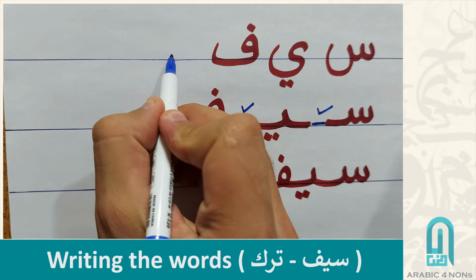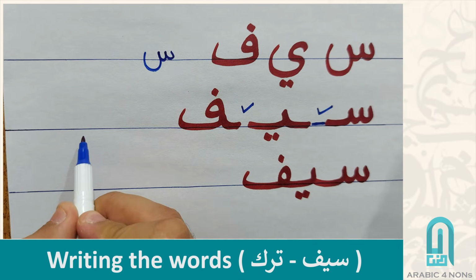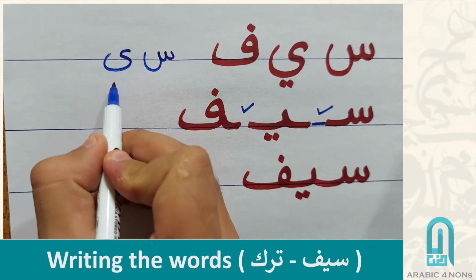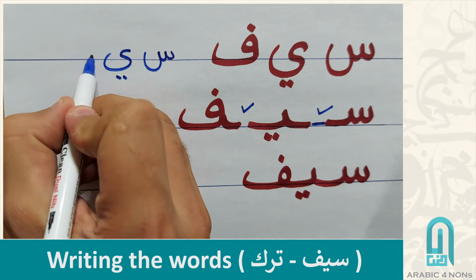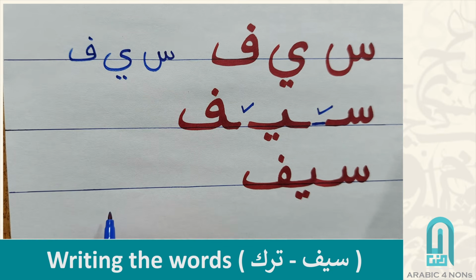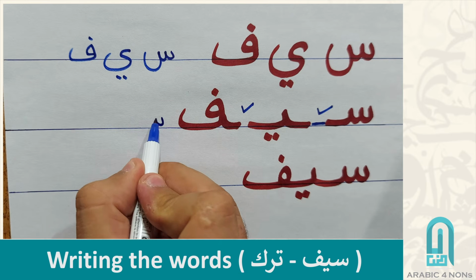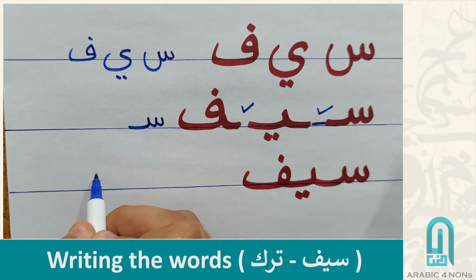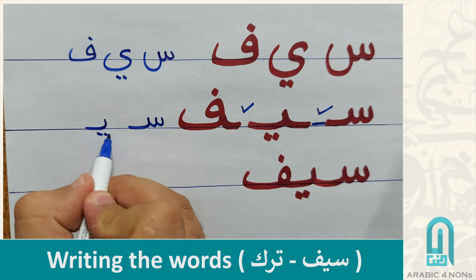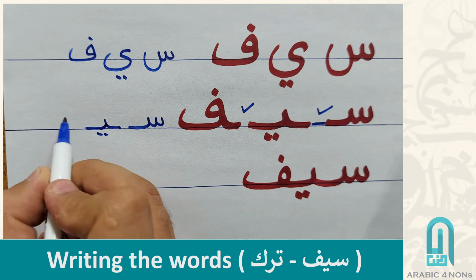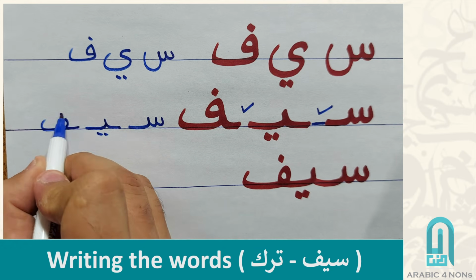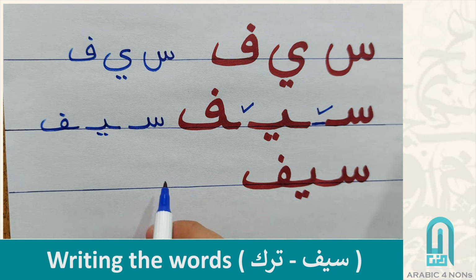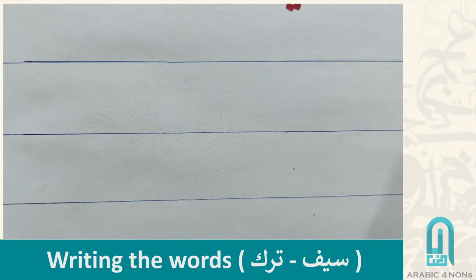I want to try it again using a normal pen. The first one, se. The second one, ye. The third one, fe. The first, we write it like this. We stretch a line. The second completely changes. And the last one, what remains is joining. That's all.